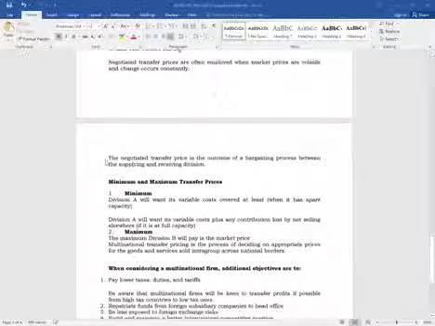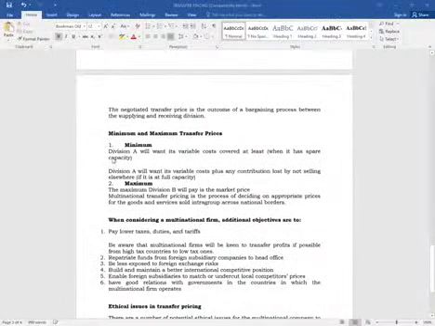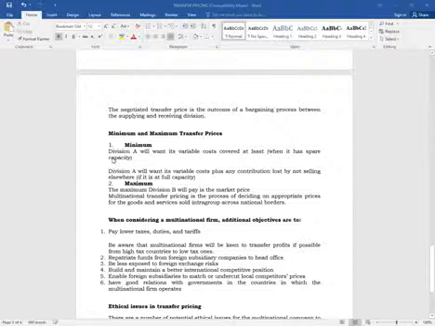Now, ladies and gentlemen, from there, we have this concept of opportunity cost. So minimum and the maximum transfer prices, minimum. So we are told here, Division A will want its variable cost covered. At least Division A's variable cost must be covered when it has spare capacity. Division A will want its variable cost plus any contribution lost by not selling elsewhere if it has full capacity.